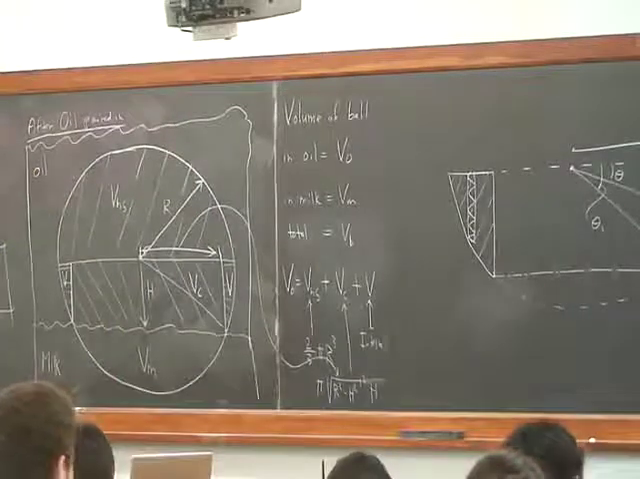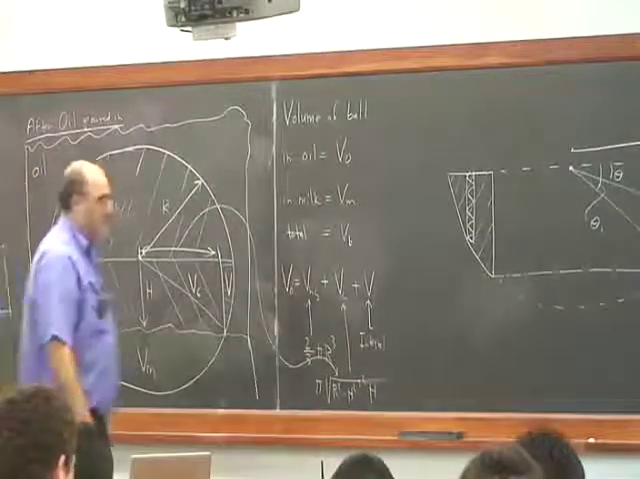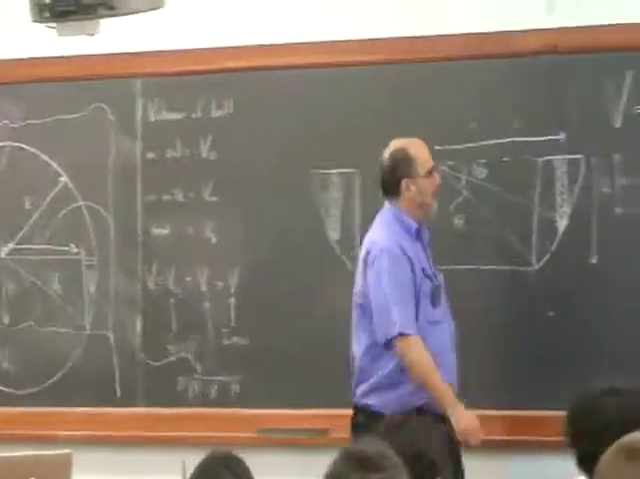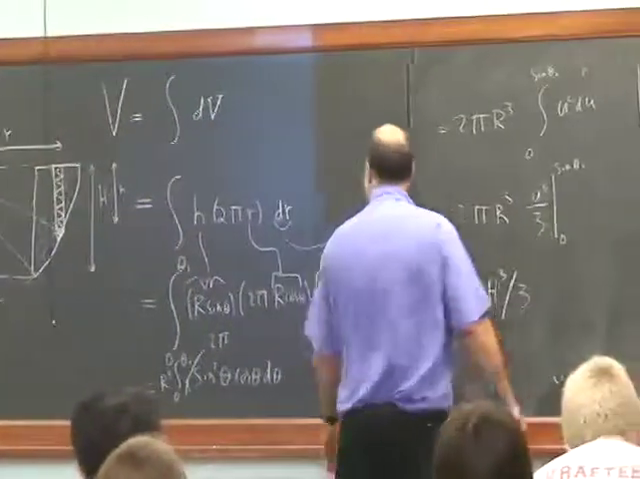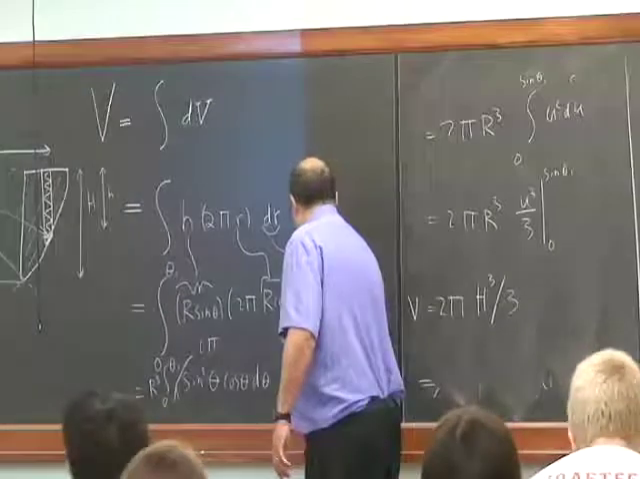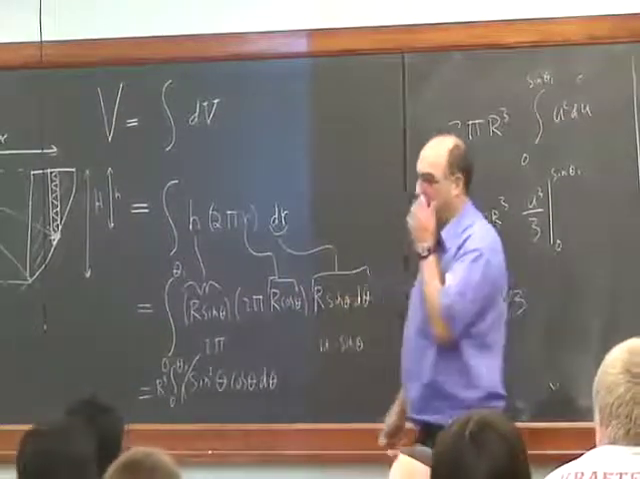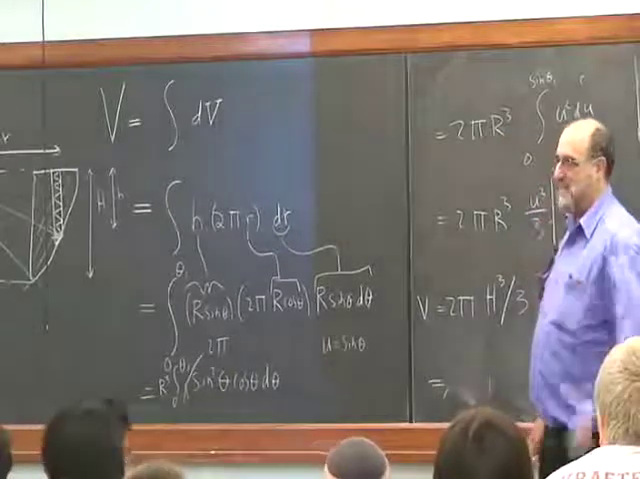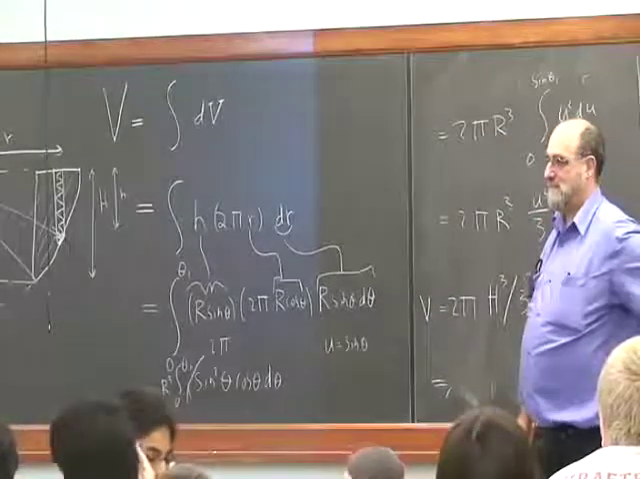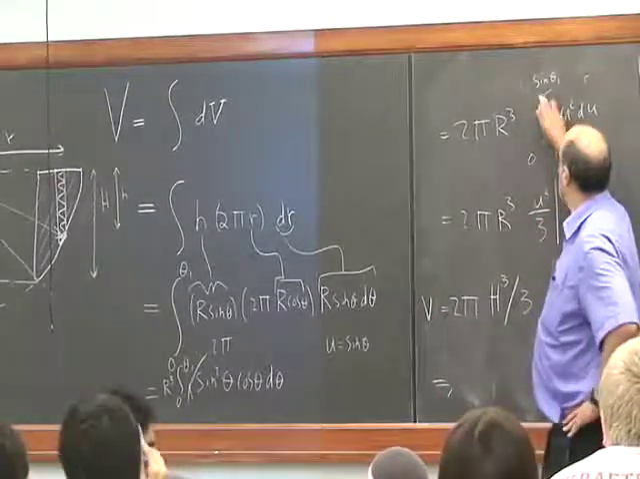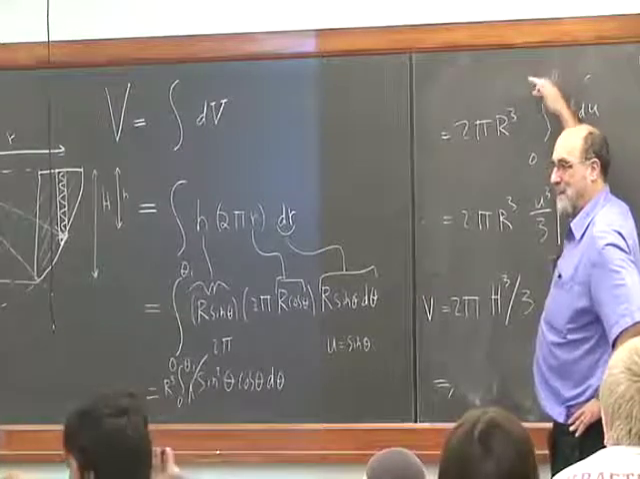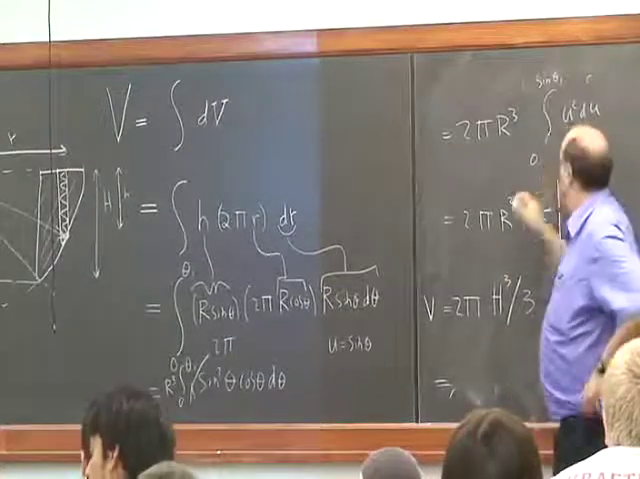Yes? Why would the limits go from 0 to theta 1 to 0 and sine theta 1? I made the substitution that u is equal to sine theta, and when we made that substitution, we had to also substitute the limits of integration. So this is from 0 to u1, but u1 is sine of theta 1.